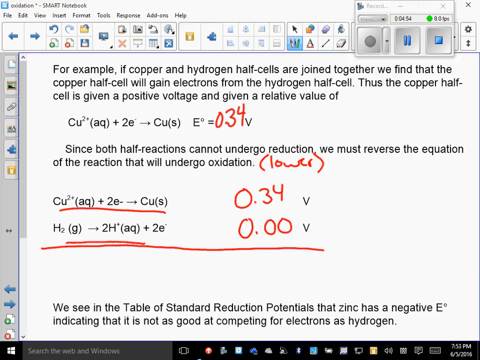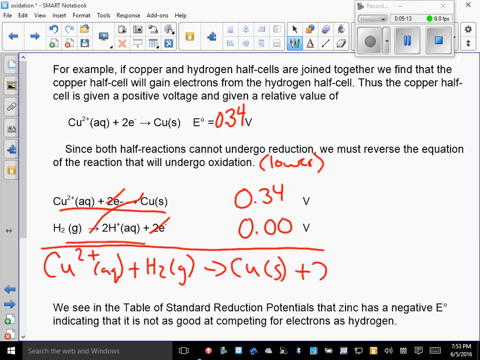Now we add these half reactions together. So we add all of the reactants together and all of the products together. So we have Cu2+ plus H2 gas goes to, look, spectators found on both sides. We don't need to write those. Solid copper plus 2H+ aqueous.